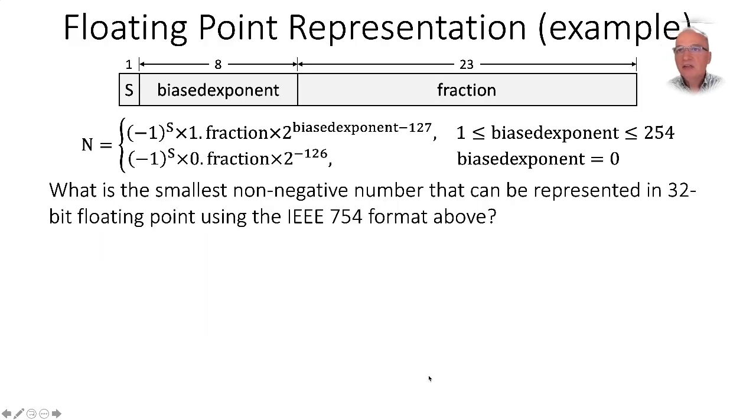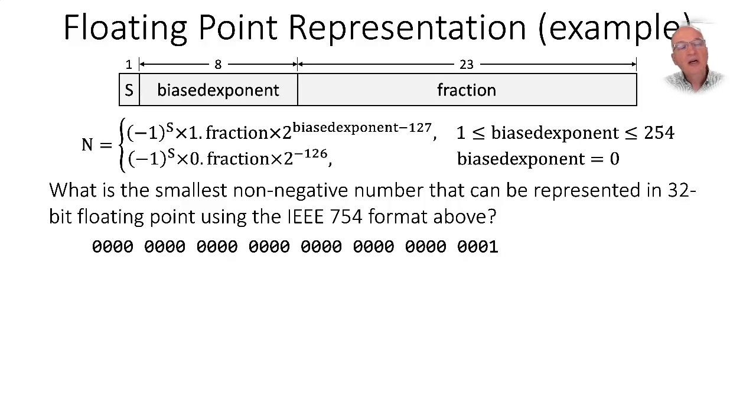The other interesting question is, what is the smallest non-negative number that can be represented in 32-bit floating point using this representation? So now for the smallest number, we want to have the exponent all 0, and we want the fraction to be as close to 0 as possible. So this is the smallest non-zero and non-negative number. It is going to have a 1, only the last bit of the fraction will be 1.